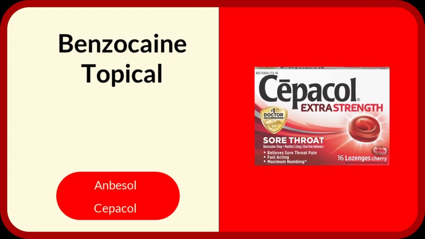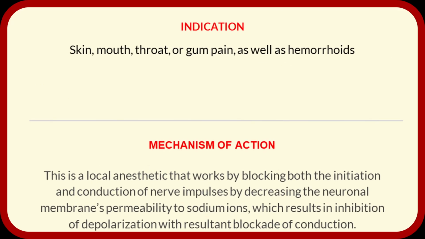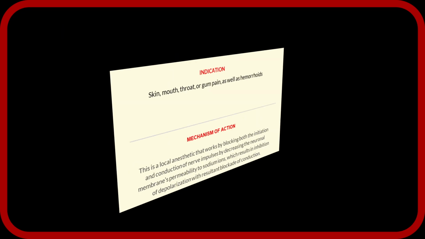And finally, for pain, we have the class of topical analgesics. Benzocaine topical, which includes brand names Anbesol or Cepacol, is indicated for skin, mouth, throat, or gum pain, as well as hemorrhoids. This is a local anesthetic that works by blocking both the initiation and conduction of nerve impulses by decreasing the neuronal membrane's permeability to sodium ions, which results in inhibition of depolarization with resultant blockade of conduction.